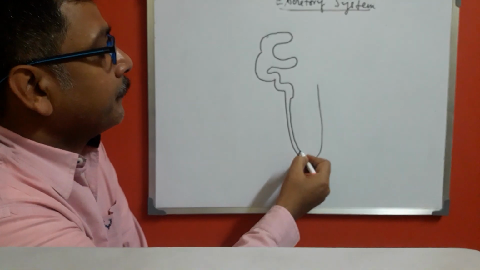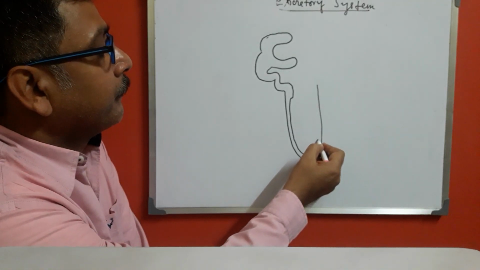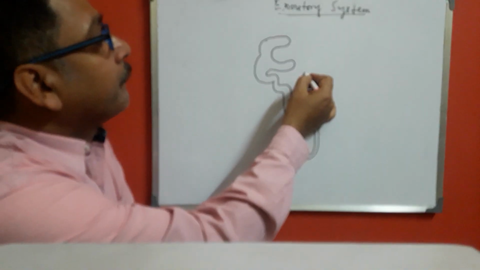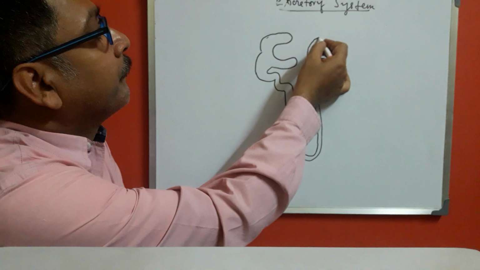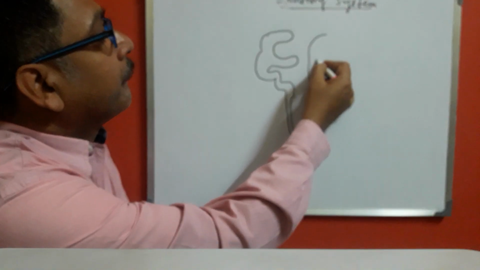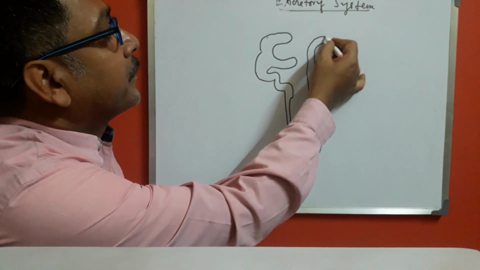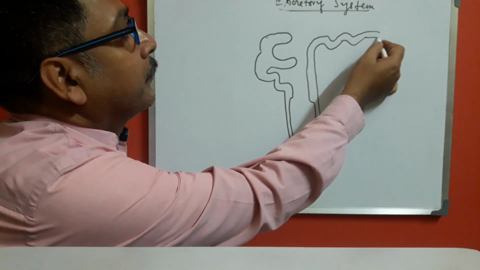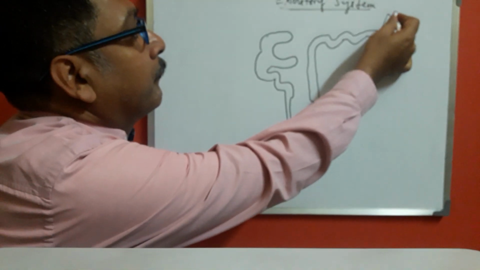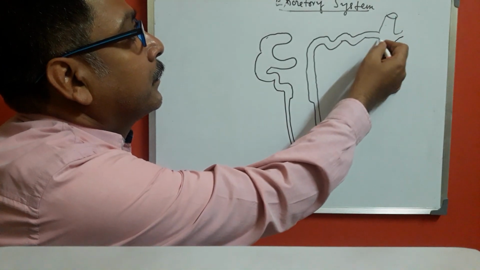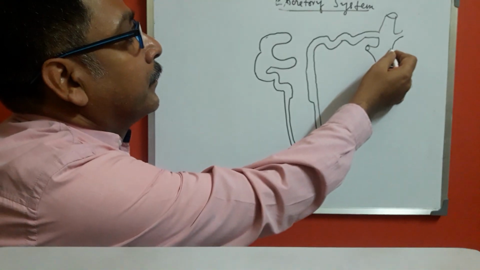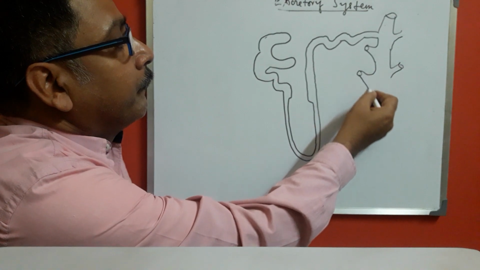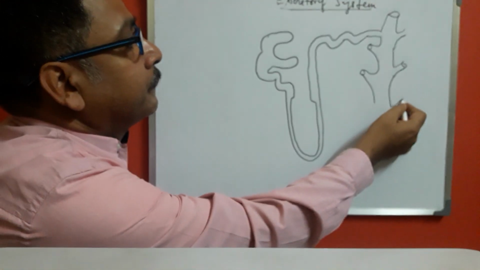This is the descending limb. This is the ascending limb. And this is the distal convoluted tubule, connecting tubule, cortical connecting duct, collecting duct. This is the medullary collecting duct.